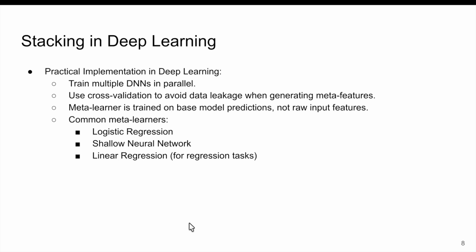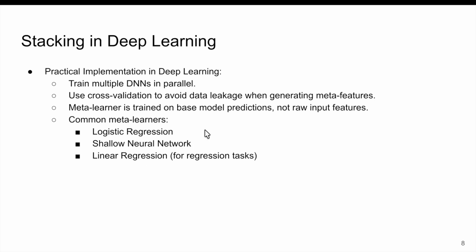Practical implementation: train deep neural networks in parallel, and use cross validation to avoid leakage when generating meta features. The meta learner is trained on base model predictions, not raw input features. The common meta learners are logistic regression, shallow neural network, and linear regression.